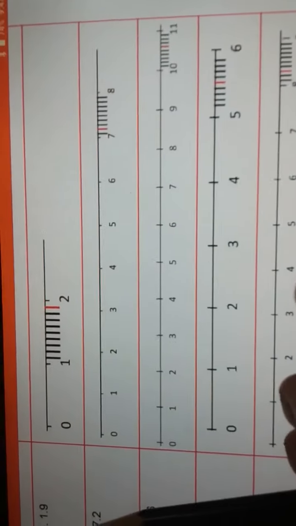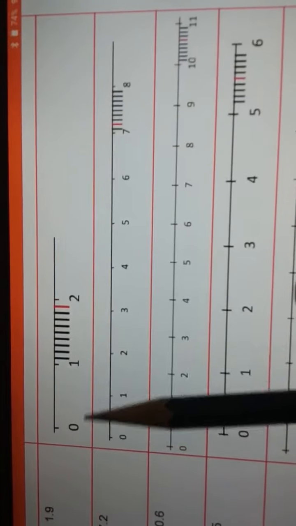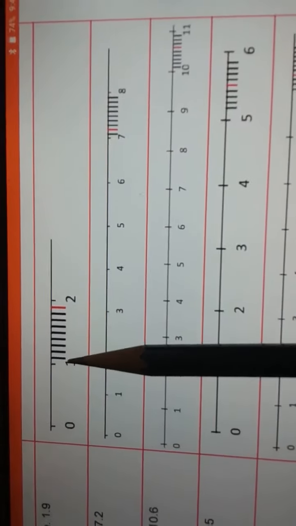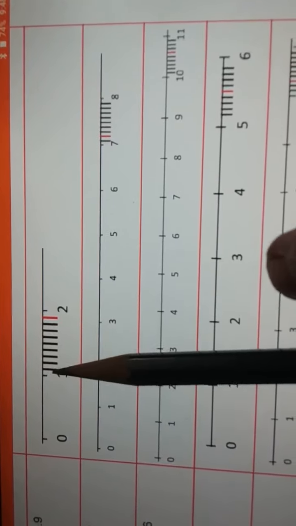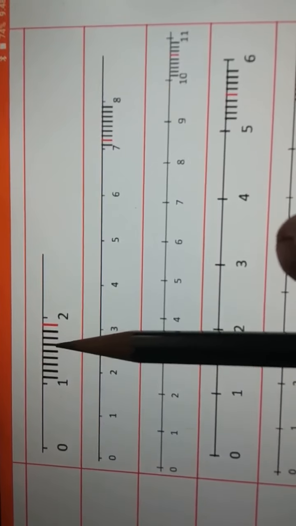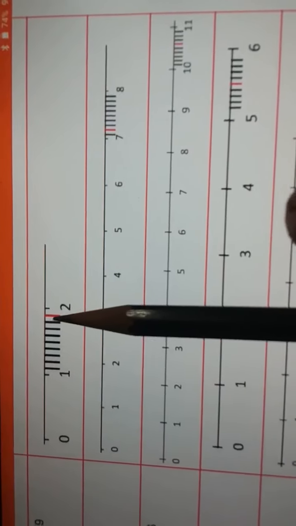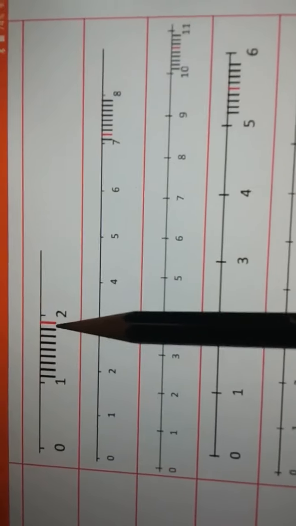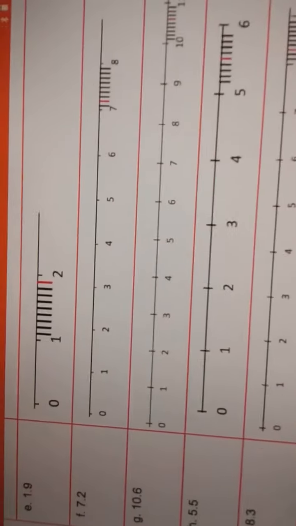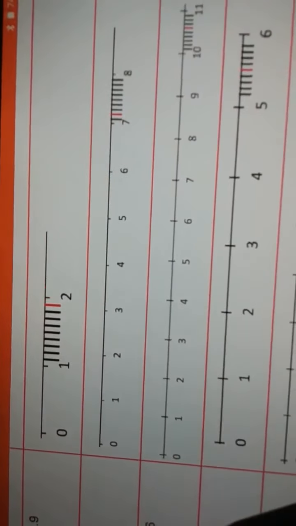So E 1.9 is there. In E 1.9 is there. So 0, 1 and 2. Now we have to draw one small 10 lines is there. 1, 2, 3, 4, 5, 6, 7, 8, 9 and 10. Now 9 is there. So where the 9 is, what have we done there? Red mark is done. Okay? Red mark is there. That one is 1.9.